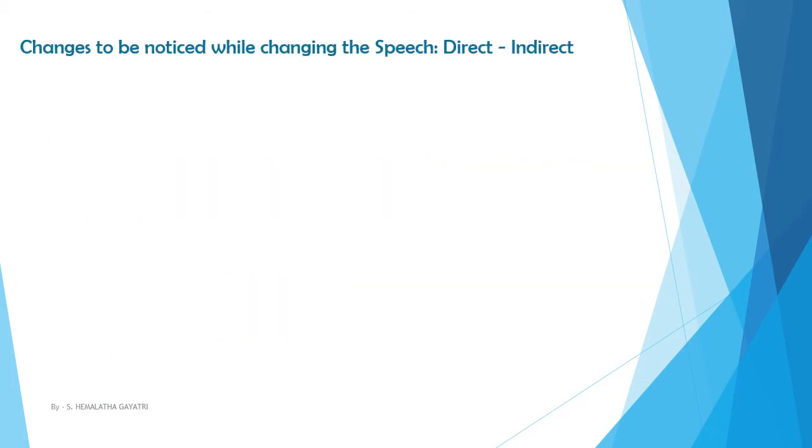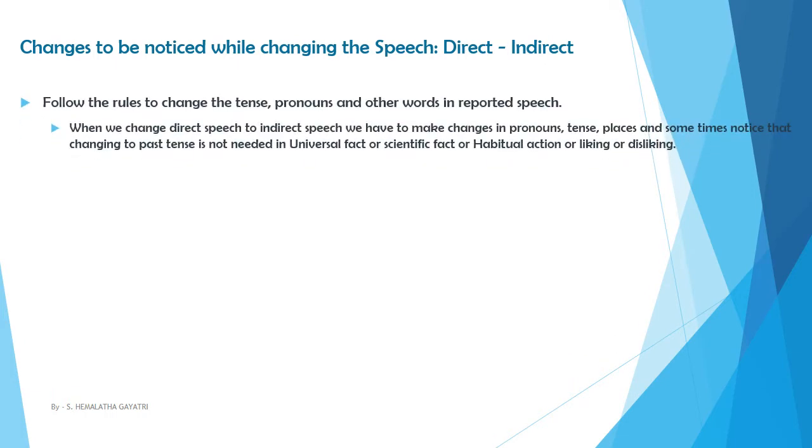There are certain changes which we should notice while we are changing a sentence from direct speech to indirect speech. So what are those rules? We have to change tense, pronoun and other words in reported speech, like I have said in the before slide.